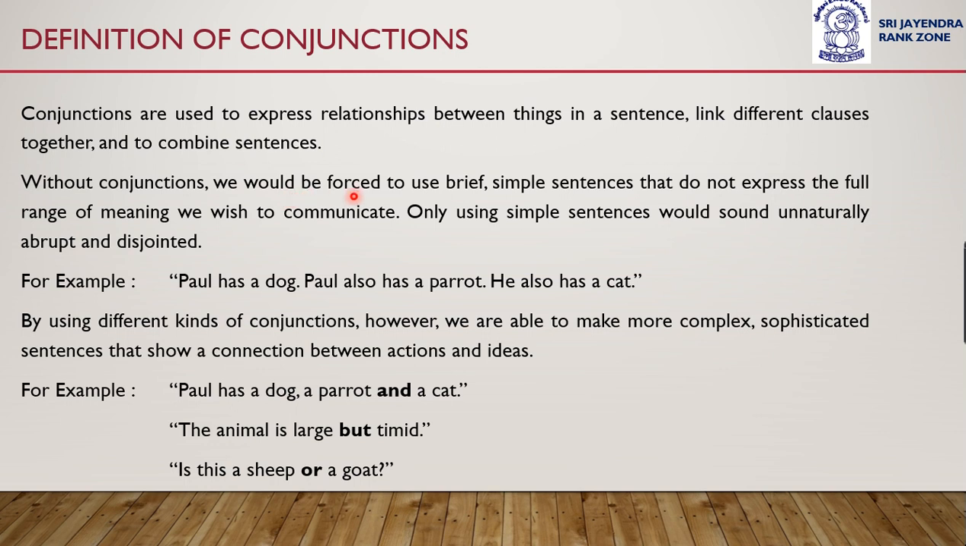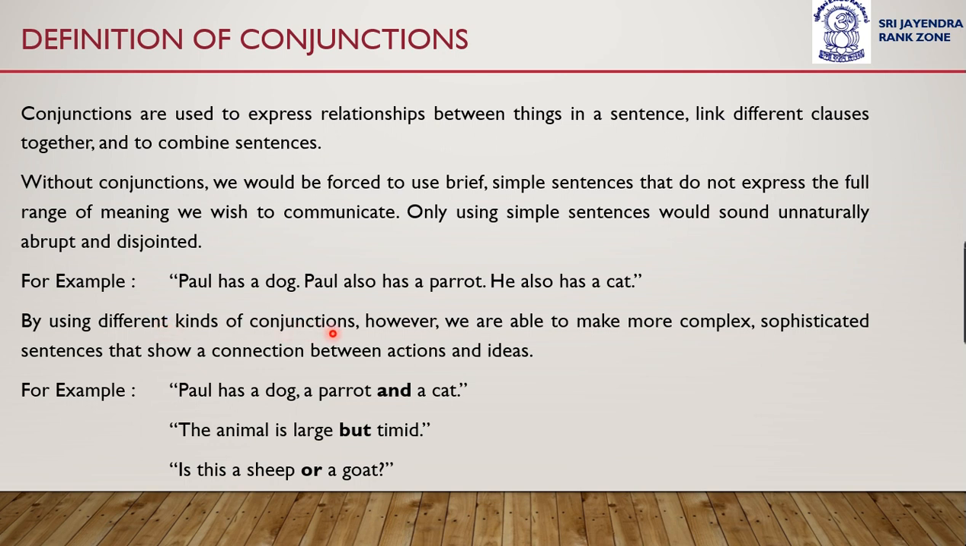Without conjunctions, we would be forced to use brief, simple sentences that do not express the full range of meaning we wish to communicate. Only using simple sentences would sound unnaturally abrupt and disjointed. For example, Paul has a dog. Paul has a parrot. He also has a cat. So here we have used three different sentences.